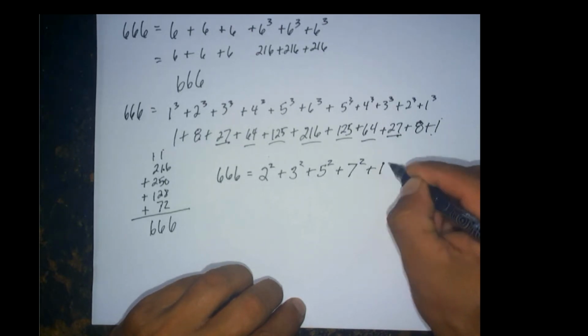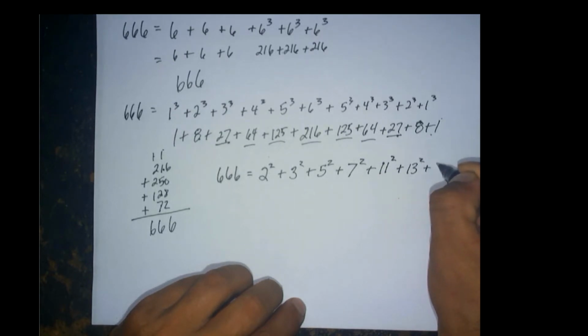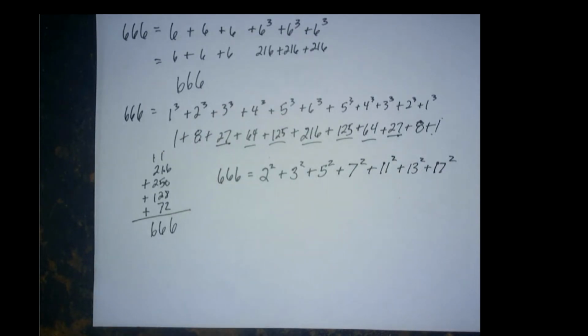11. Plus the next prime number, 13. Plus the next prime number, 15. 15 is 3 times 5, so 17. Okay, that is 666.